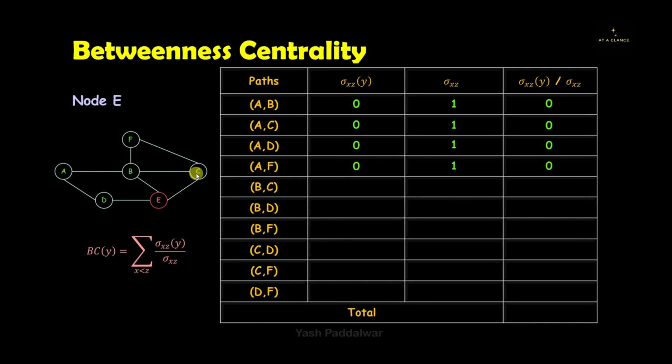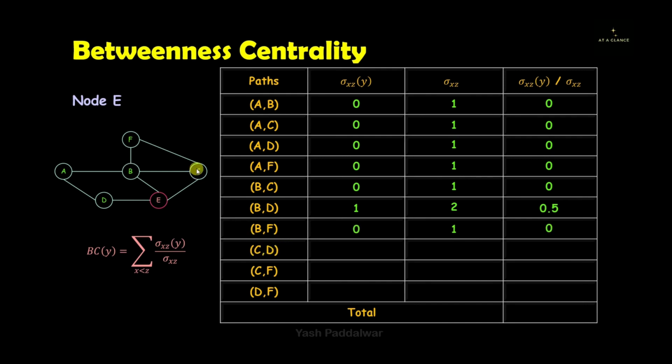Next is BC. B and C are directly connected with each other, hence the centrality measure will be 0. Next is BD. You have two possible paths for reaching from B to D. The first path is BAD and the second path is BED. So 2 will be sigma xz. Out of these two paths, only one path, BED, contains the node E. Hence 1 divided by 2 will be 0.5. The next path BF is directly connected with an edge, hence the centrality measure will be 0.